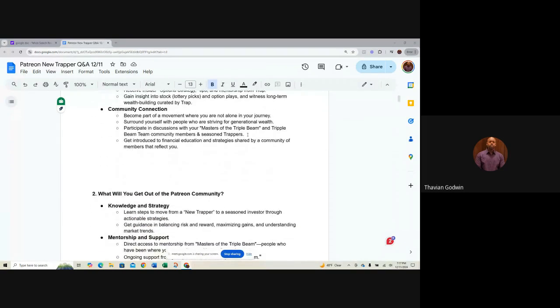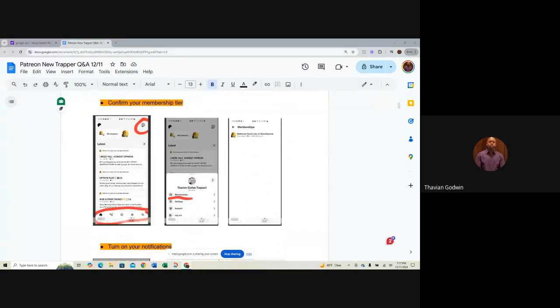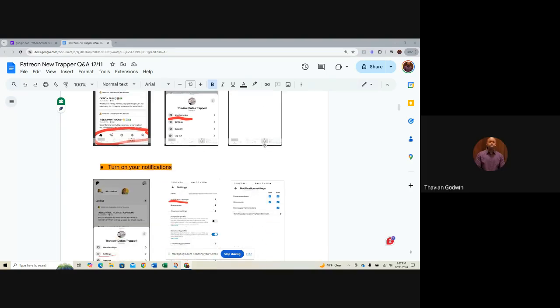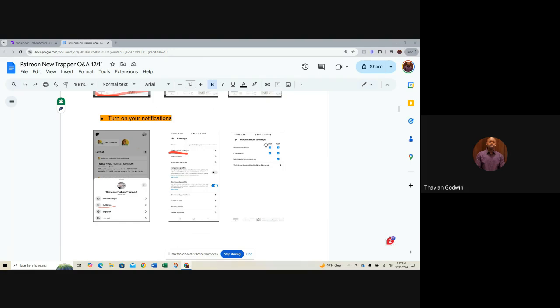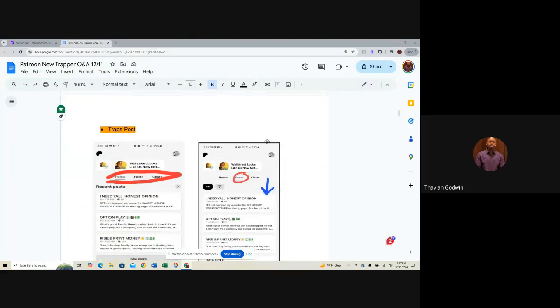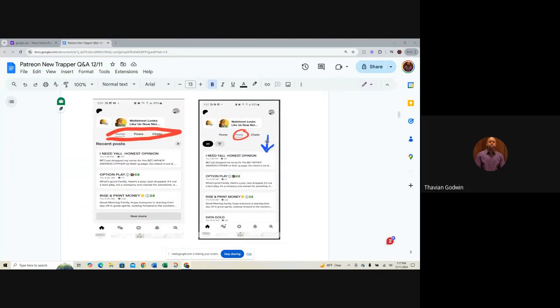All right, so I got this on the screen here. Can you see that? Yeah. This is basically a screenshot of my phone. So you already know what membership tier you're in, right? Yeah. As far as the chat, I like to make sure everybody got their notifications on, because when Trap posts the plays, you want to be ready. On your phone, you're going to have the home, post, and chats. Do you ever see that on your phone? I do. Okay, the option plays are up on the post.